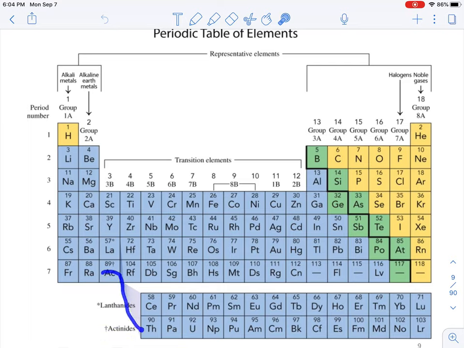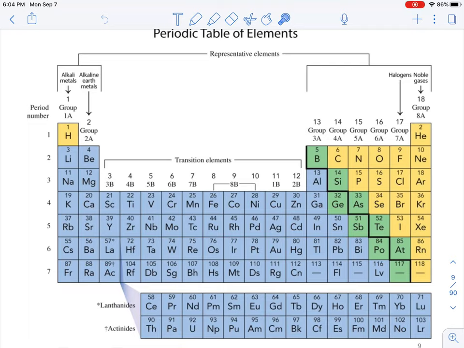The actinide series starts from actinium, then goes to thorium, and then continues all the way over here to Lr, which is lawrencium. So all of these elements belong to period 7, whereas all of these elements belong to period 6.